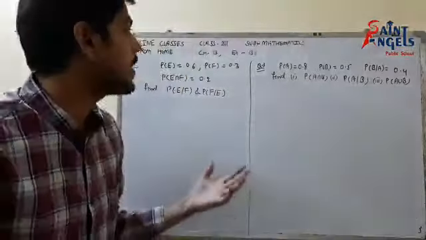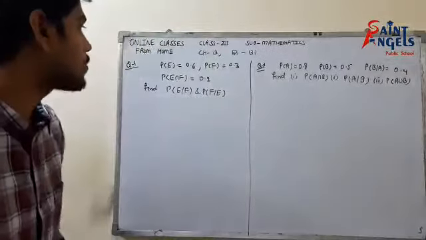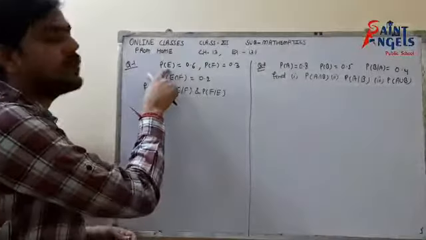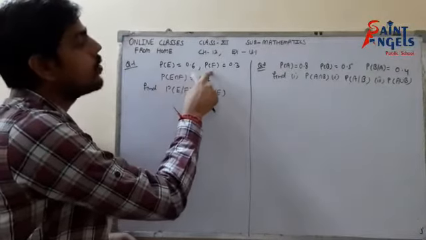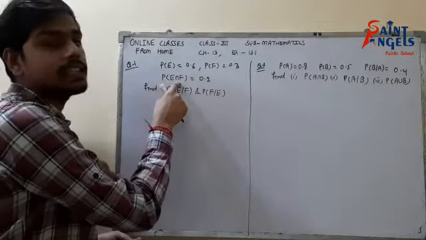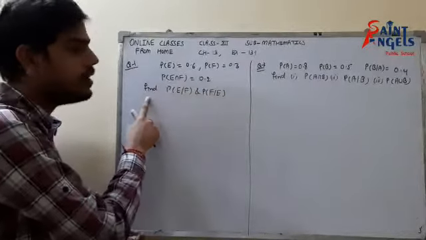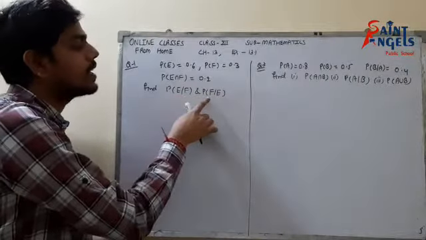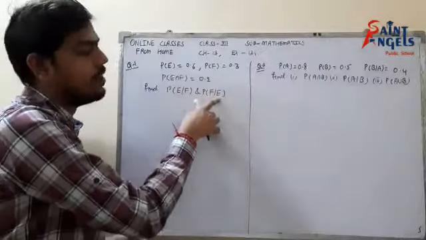So today we'll start exercise 13.1. The first question is that there are two events E and F such that the probability of event E is 0.6, the probability of event F is 0.3, and the probability of E intersection F is 0.2. Then we have to find the conditional probability of event E when event F is given, and the conditional probability of event F when event E is given.